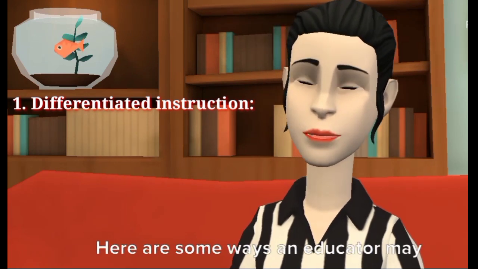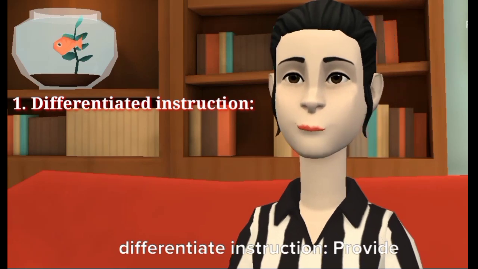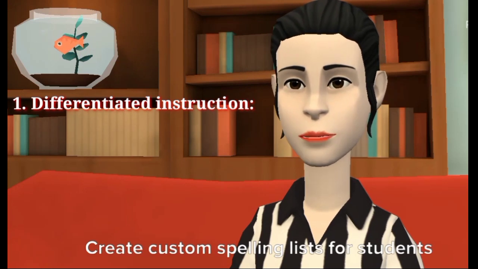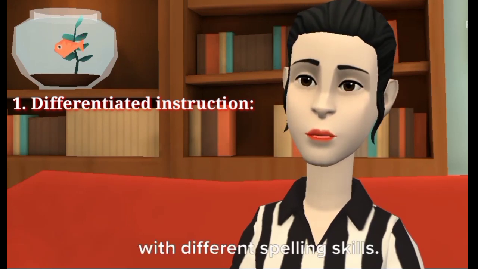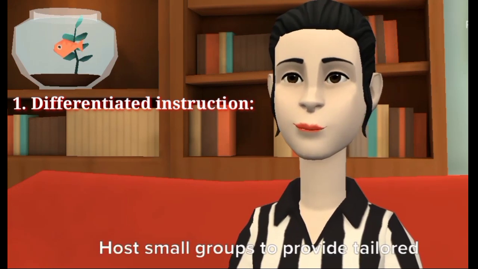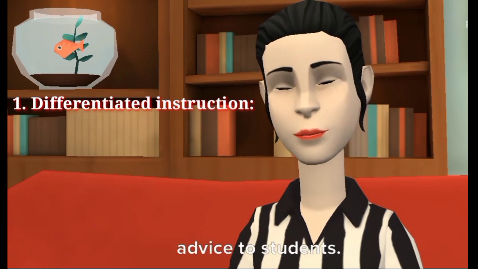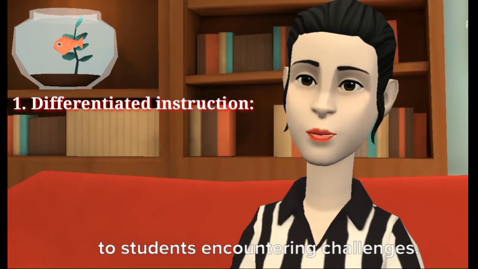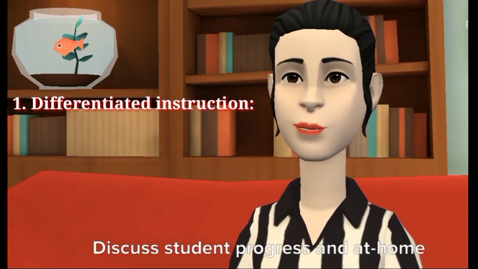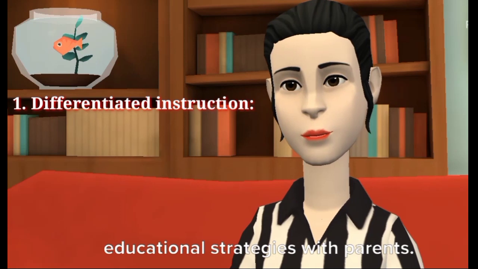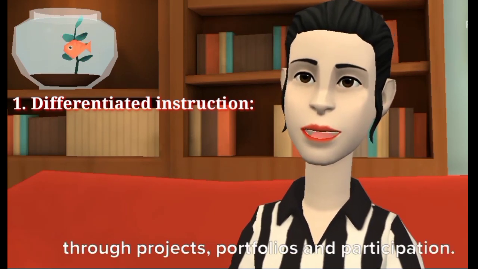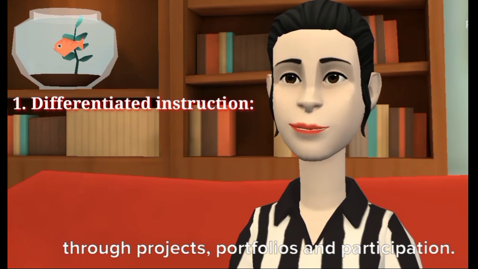Here are some ways an educator may differentiate instruction. Provide books or other materials at different reading levels. Create custom spelling lists for students with different spelling skills. Host small groups to provide tailored advice to students. Offer one-on-one after-school help to students encountering challenges. Discuss student progress and at-home educational strategies with parents. Measure progress in different ways, through projects, portfolios and participation.